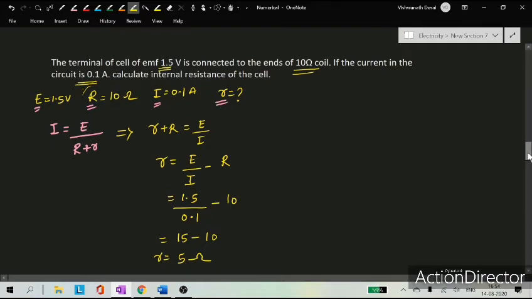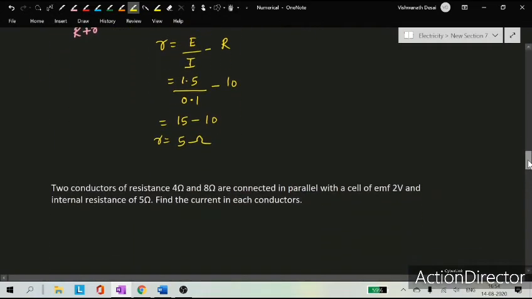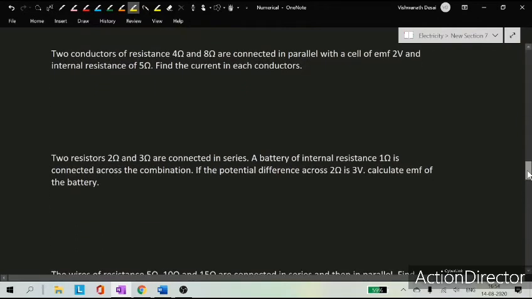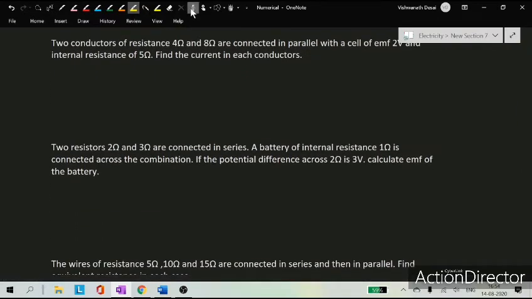So let us take one more problem now. Okay, there are many problems. I will make a space over here.